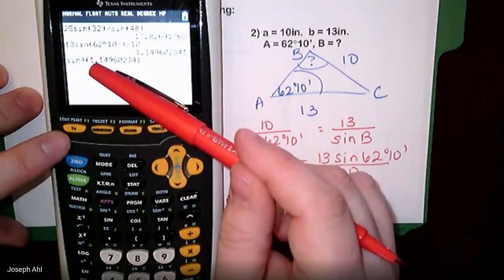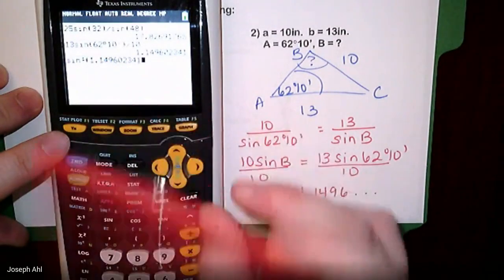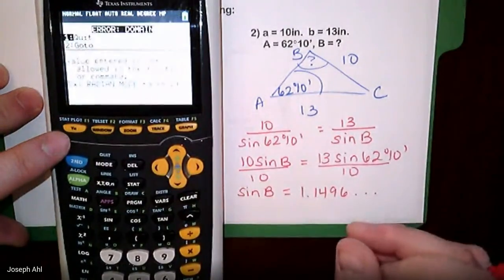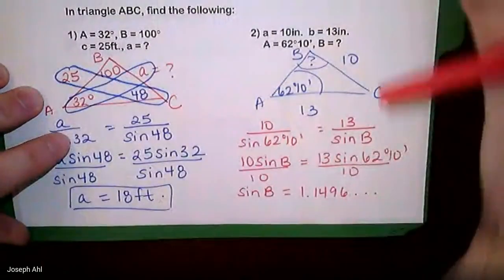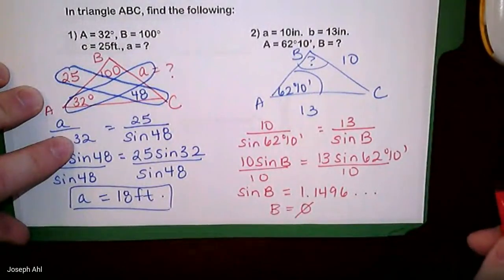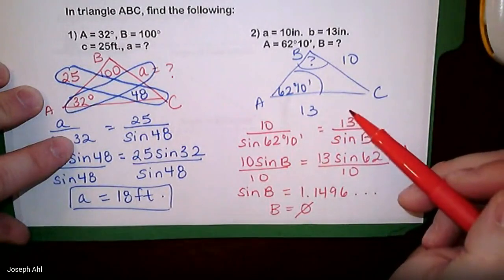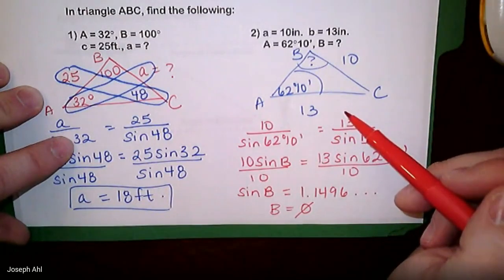Because what should happen if I do sine inverse of a number bigger than 1, if sine's opposite over hypotenuse, you're going to get this error message on the calculator, which essentially then draws the conclusion in this scenario that angle B doesn't even exist. So these measurements can't actually create a triangle, and we're going to come back to that later in another lesson.